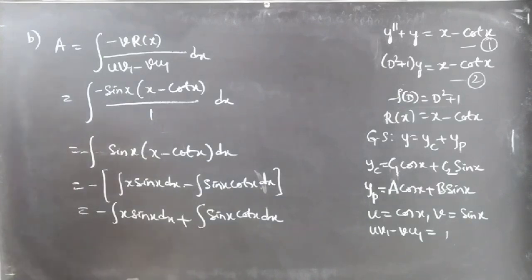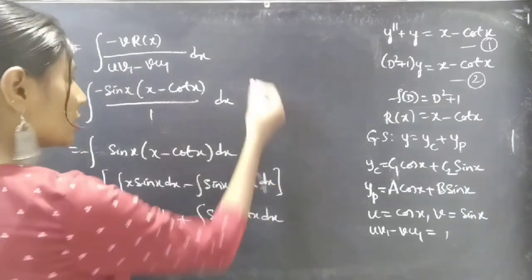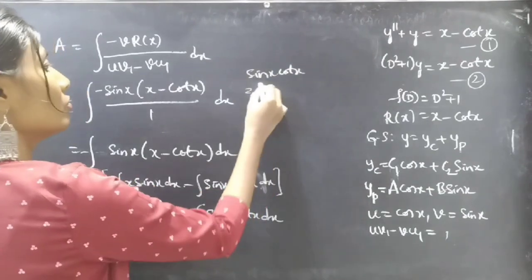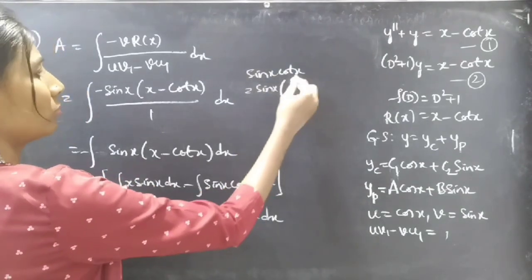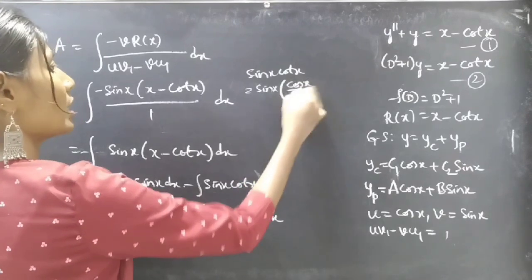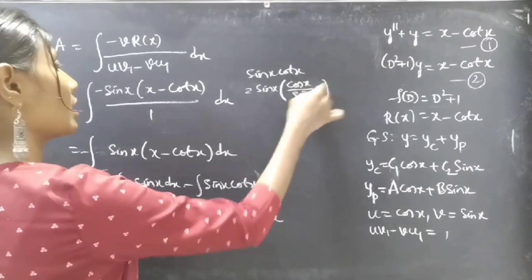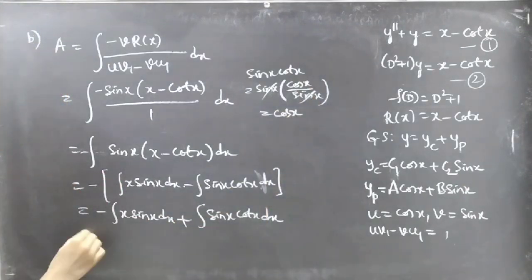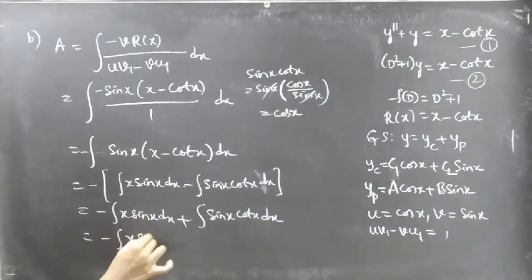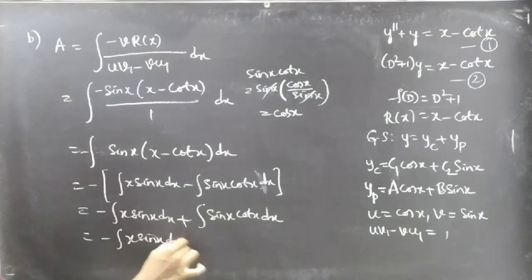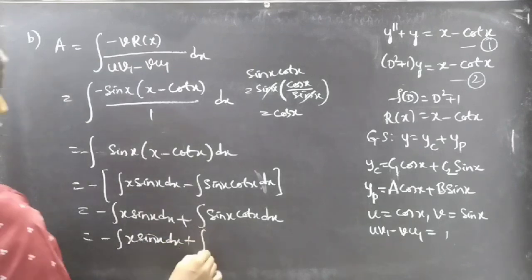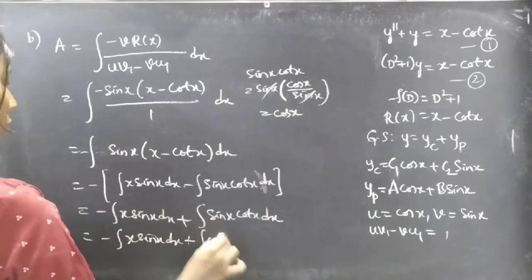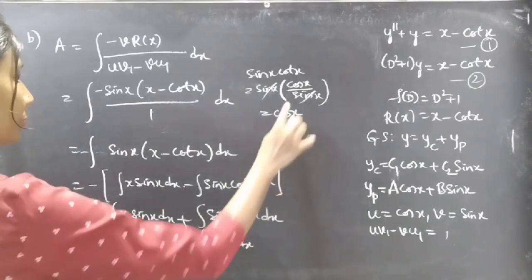Right? See, here in the integrand of the second integral, we have sin x into cot x. We can write cot x as cos x by sin x, where sin x gets cancelled and you'll get cos x. This equals minus the integral of x sin x dx plus the integral of cos x dx.